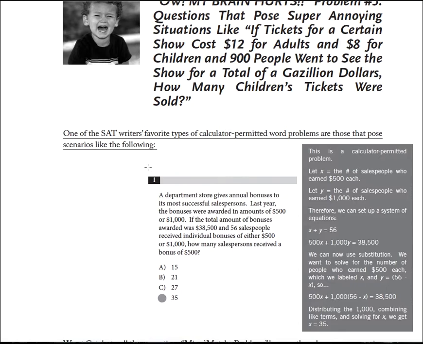So we'll read this one out loud, and it reads, a department store gives annual bonuses to its most successful salespersons. Last year, the bonuses were awarded in amounts of $500 or $1,000. If the total amount of bonuses awarded was $38,500 and 56 salespeople received bonuses, either individual bonuses of $500 or $1,000, how many salespersons received a bonus of $500? And remember, we want to underline that, maybe double underline 500 to make sure that we don't make a mistake.